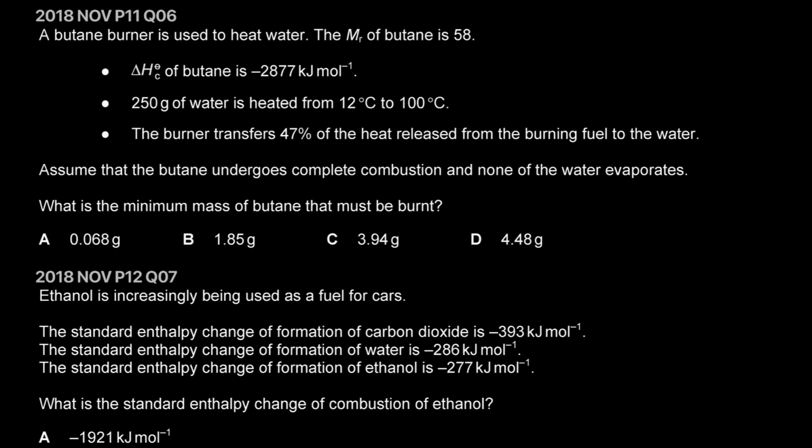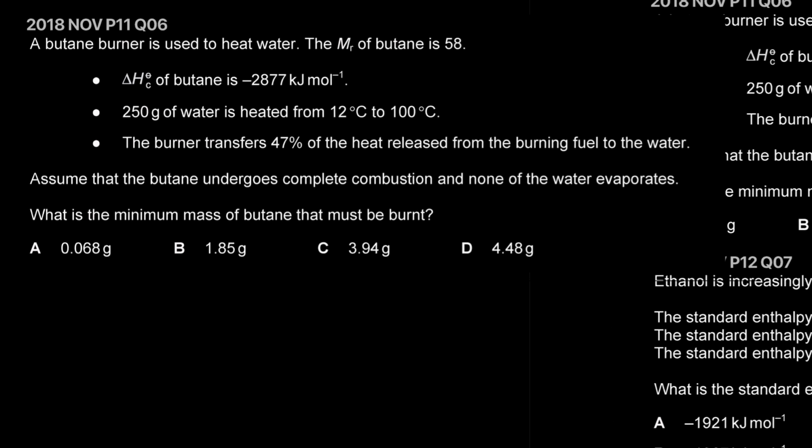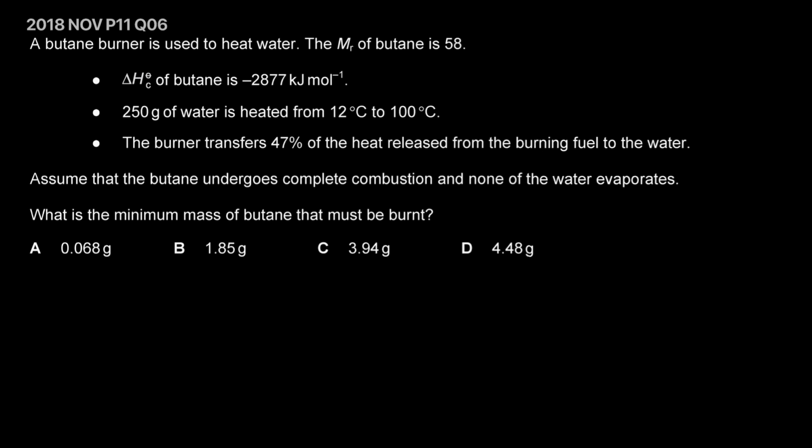So here, we want to find the mass of butane that must be burnt in order for the temperature of the water to rise by 88 degrees Celsius, assuming that only 47% of the heat would be transferred. So the first thing we're going to do is figure out the amount of energy that would be transferred to the water.